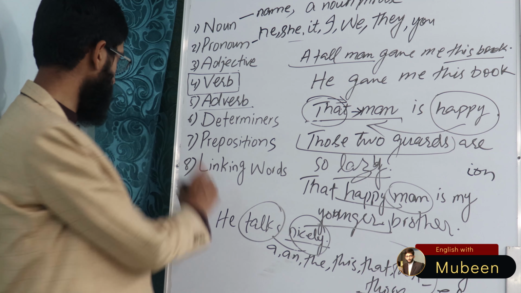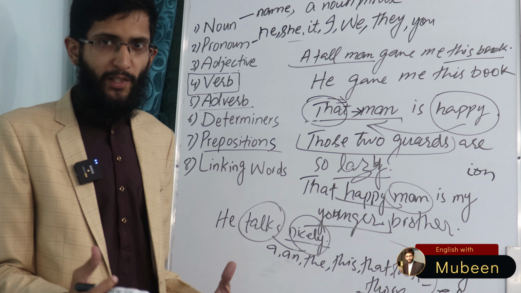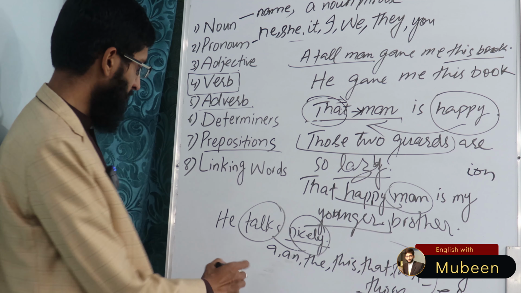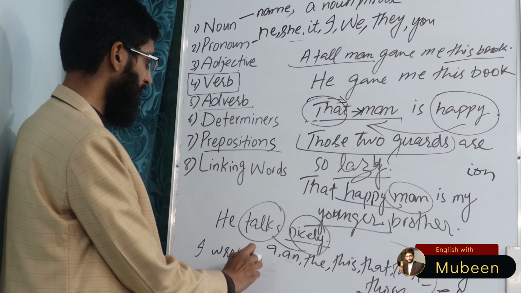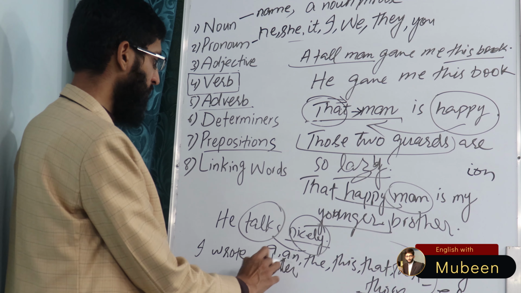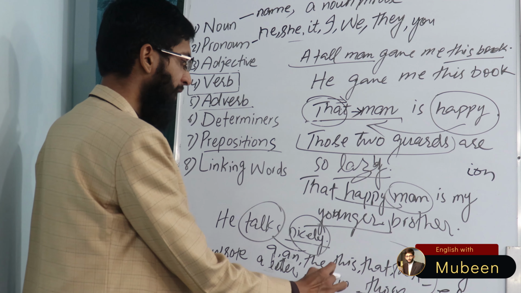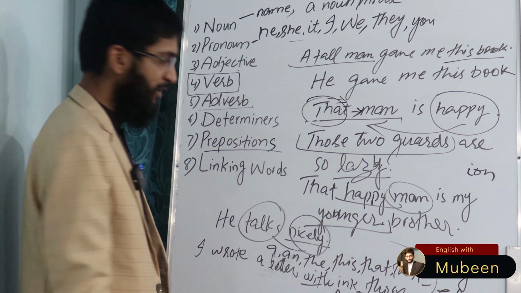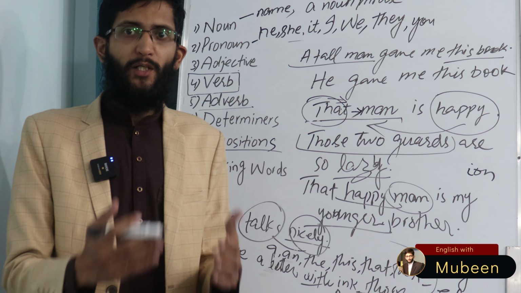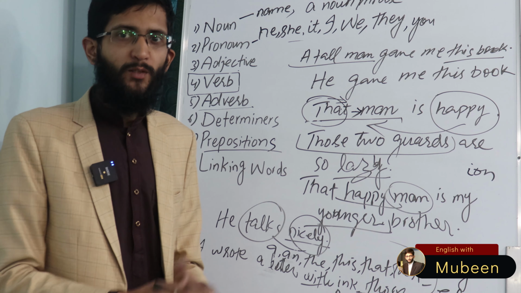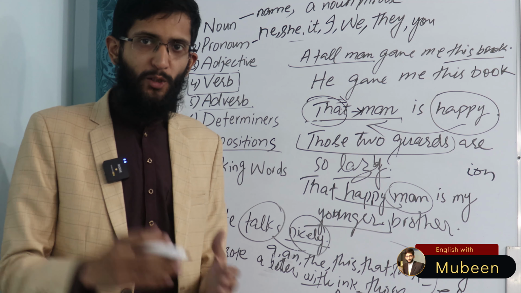So these are determiners. Prepositions play a vital role in making any longer paragraph or bigger sentence. For instance, if I say I wrote, you would ask, what did you write? I say I wrote a letter. After that you would say with an ink pen. So with is a preposition. What did I use to write a letter? I used a pen to write a letter. I wrote a letter to my friend. To is again a preposition.